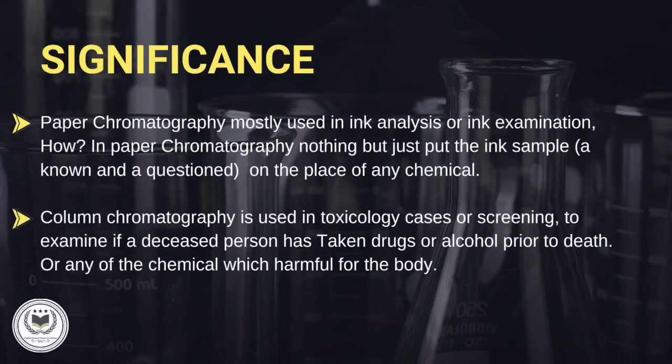Significance of chromatography in forensic science. Paper chromatography is mostly used in ink analysis or ink examination. How? In paper chromatography, we put the ink samples, one known and the other questioned, on the paper in place of any chemical. Column chromatography is used in toxicology cases or screening to examine if a deceased person has taken drugs or alcohol prior to death, or any of the chemicals which are harmful for our body.